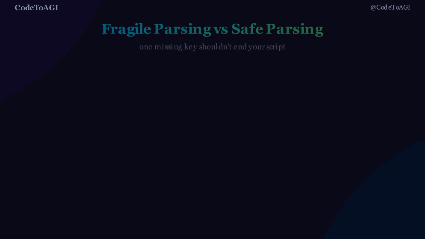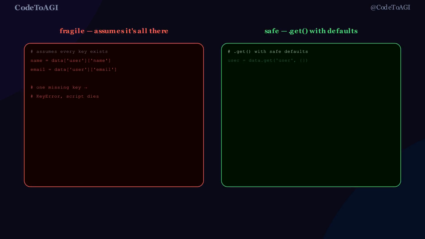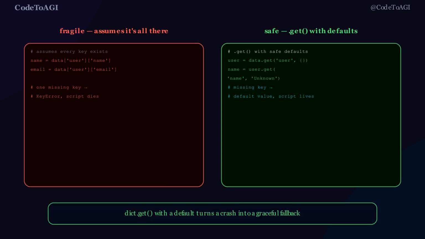Parsing a response with brackets is fragile. data bracket, user bracket, name. 3 assumptions at once. Any one of those keys missing and it crashes immediately. Use .get instead of brackets for every API response. data.get of user with an empty dict as default. Then user.get of name with unknown as the fallback. Missing key means you get the default, not a crash. This one habit prevents 90% of API script crashes.